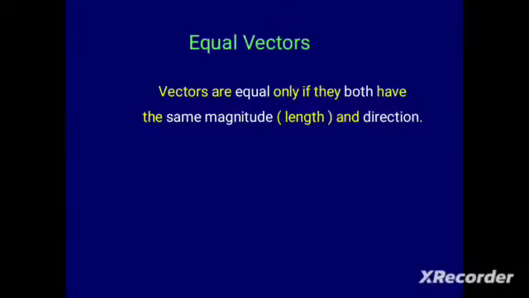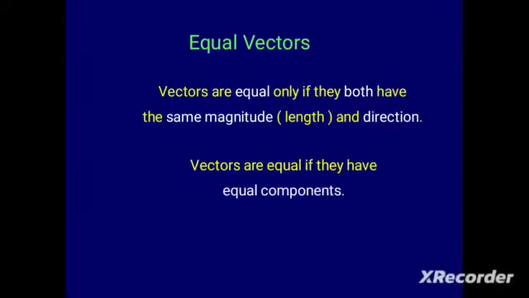Now let's move to equal vectors. We say that vectors are equal only if they both have the same magnitude and direction. So those are the conditions for vectors to be equal. And therefore, vectors are also equal if they have equal components.